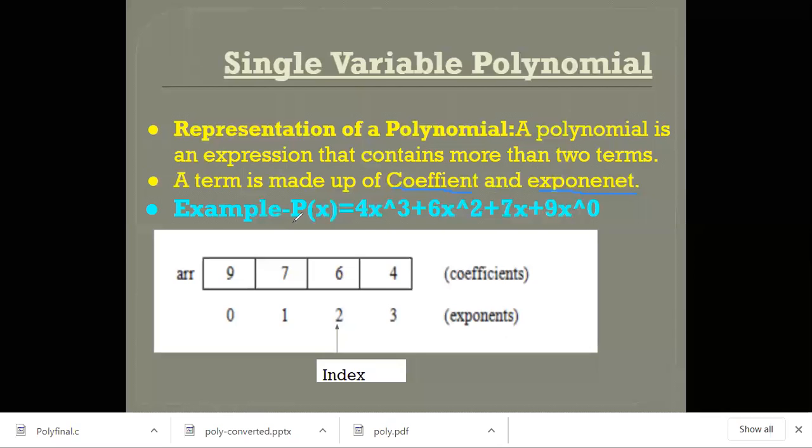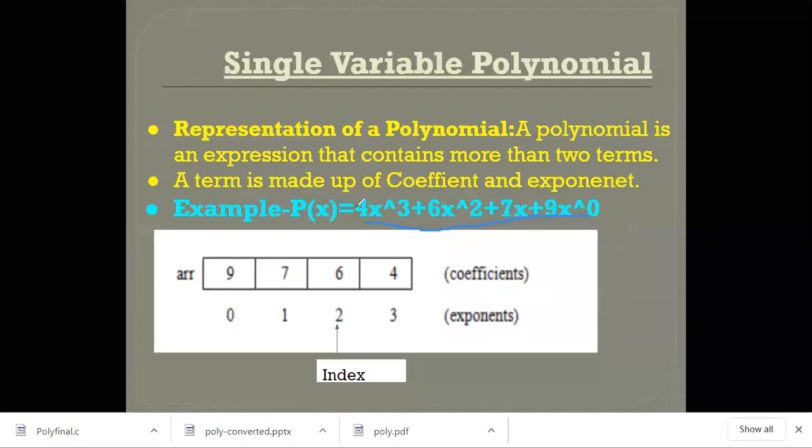So this is one example: P of x equation is given, that is 4x raised to 3 plus 6x raised to 2 plus 7x plus 9x raised to 0. Always remember that when we are representing a polynomial equation, it should be in decreasing order, meaning the degree of polynomial should go from largest value to lowest value. Again I'm revising here: the degree of a polynomial is represented in decreasing order, from largest value to lowest value.